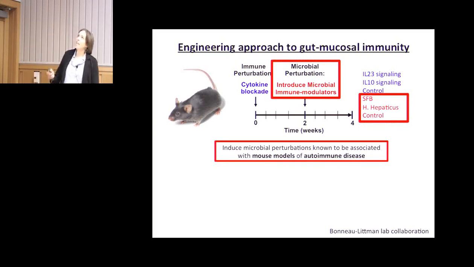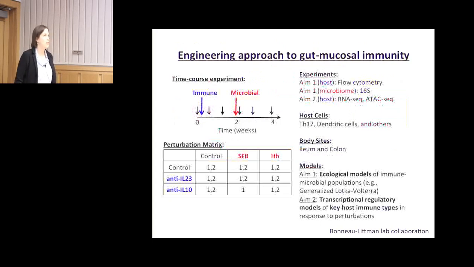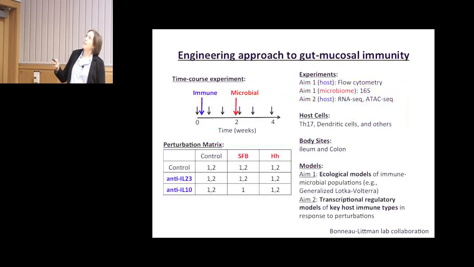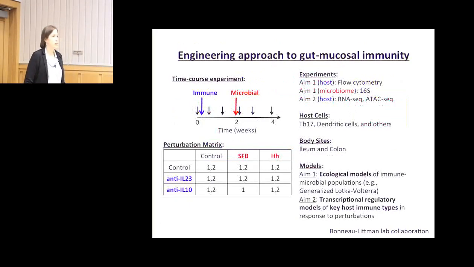So this is an experimental model for how an autoimmune disease might develop due to genetic predisposition for an autoimmune disease, layered on, in this case, with a microbial perturbation to cause autoimmune phenotypes. And so this is the time course. What kind of measurements are we hoping to make, and what kind of models do we want to get out of it? As far as measurements, we're interested in measuring immune cell populations using flow cytometry.